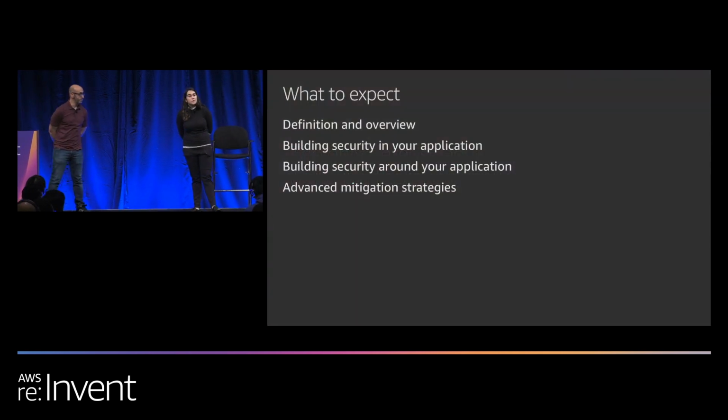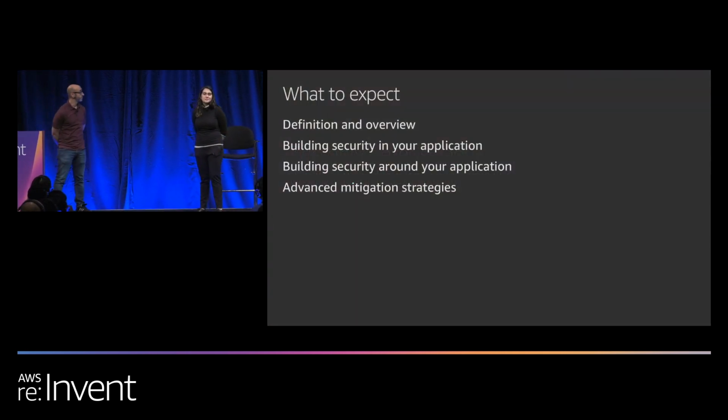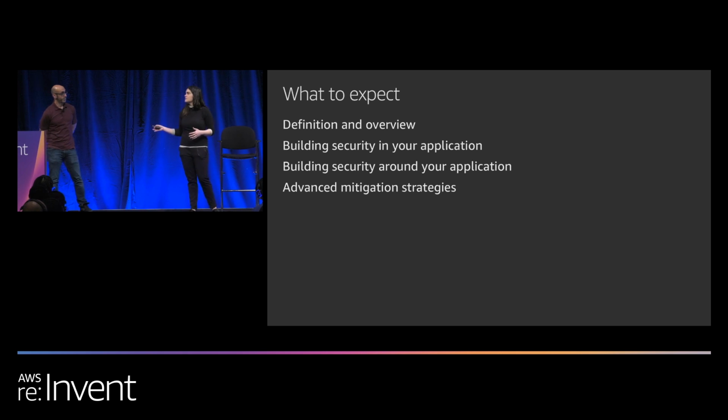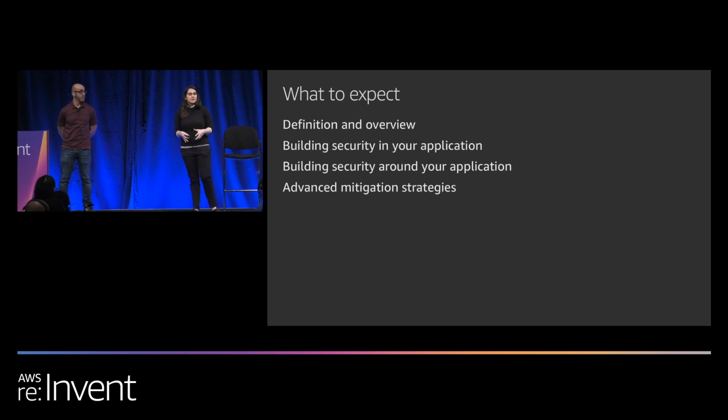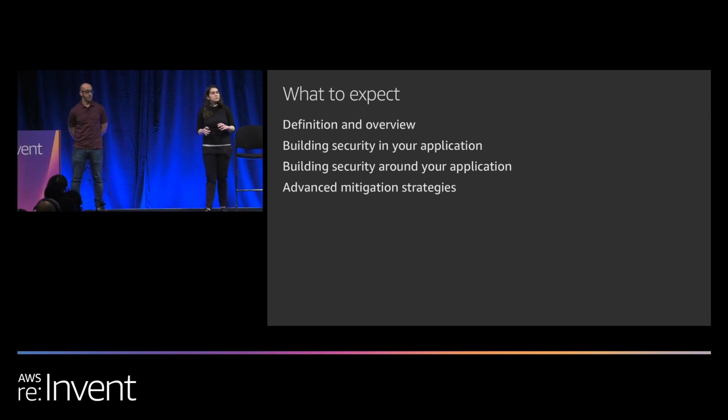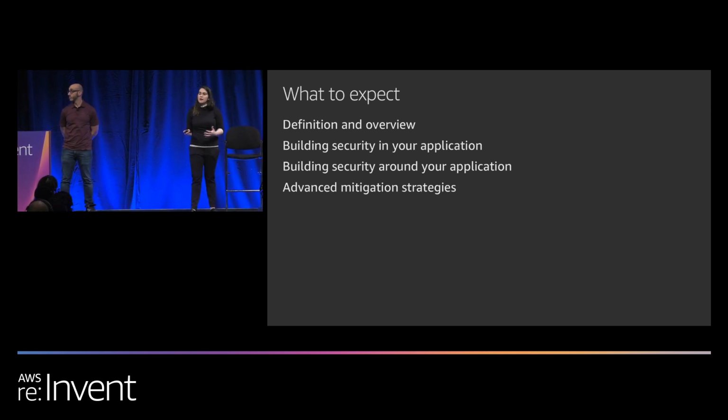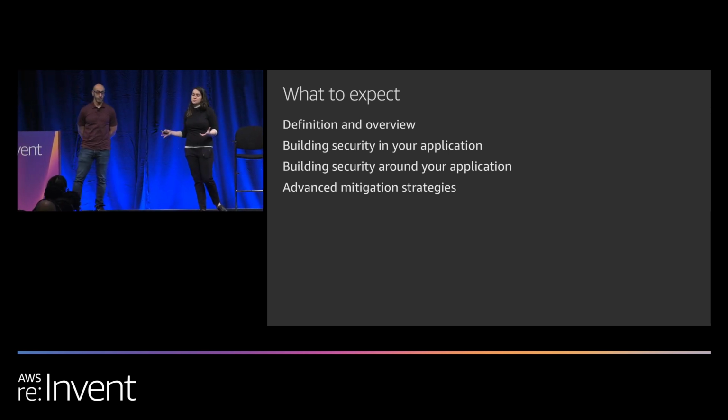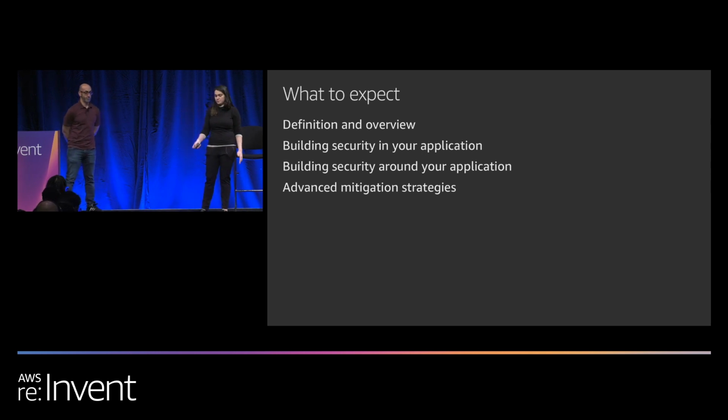Just to give you an overview of what to expect today, we're going to start by defining what we mean by a defense in-depth approach to security. Then we're going to dig into the details of building security in your application as you're architecting it. Then we'll discuss ways that you can build the security around the application itself. And then we're going to jump into some advanced mitigation strategies that are employed by customers on AWS today.